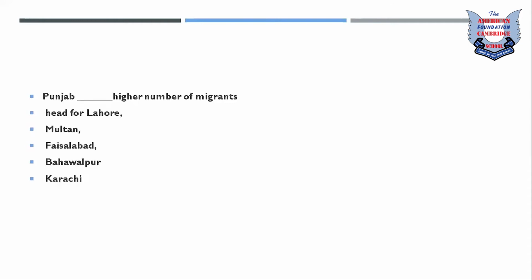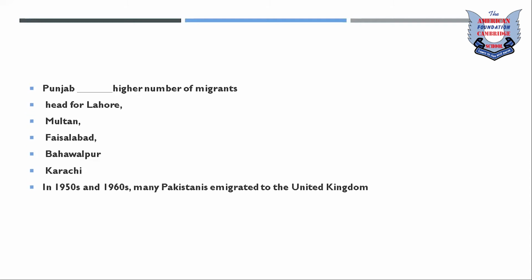which is the largest city in Pakistan and attracts a high number of migrants from across Pakistan. When Islamabad was built in the 1960s, lots of people migrated from their hometowns to live and work there.